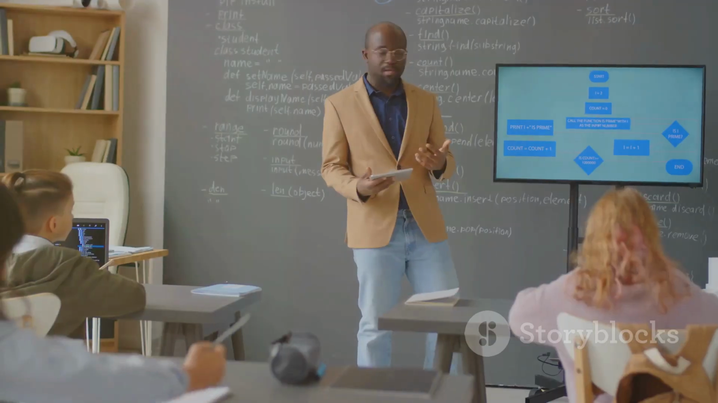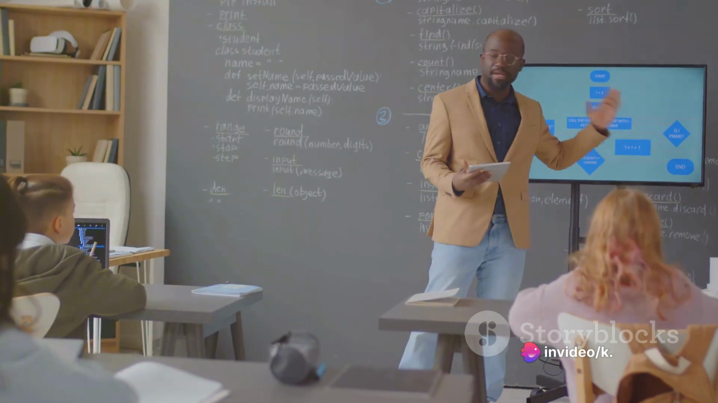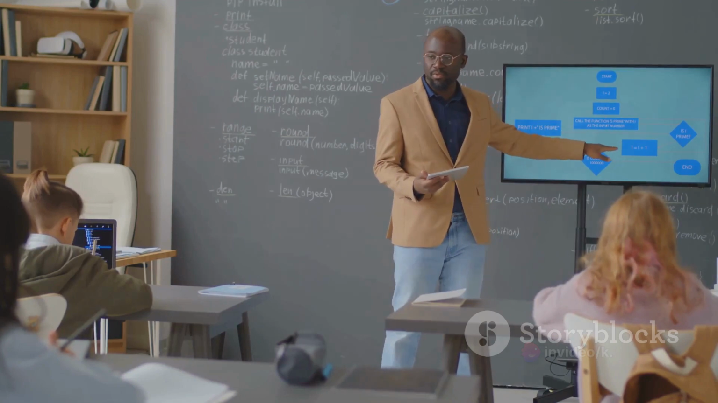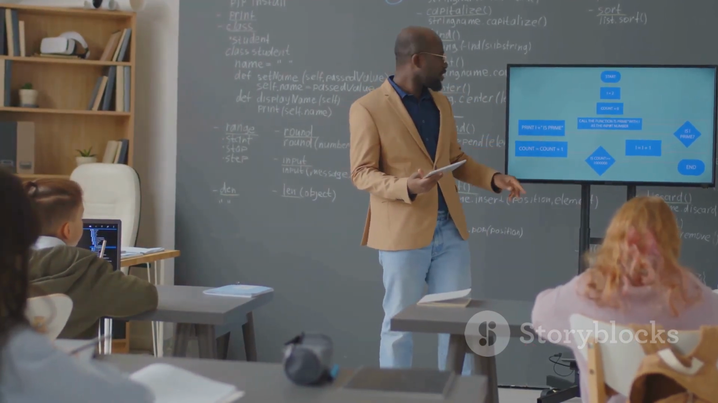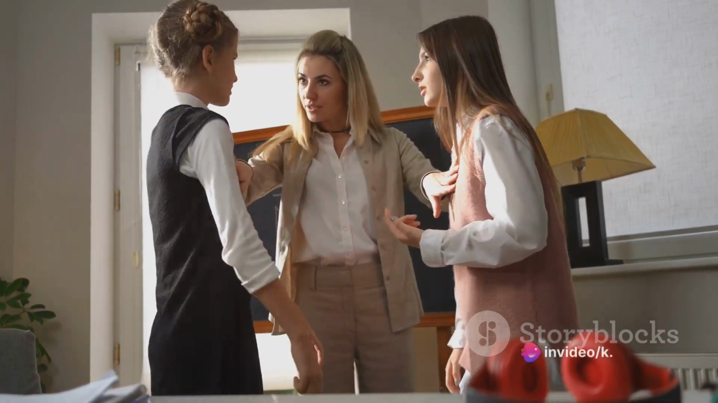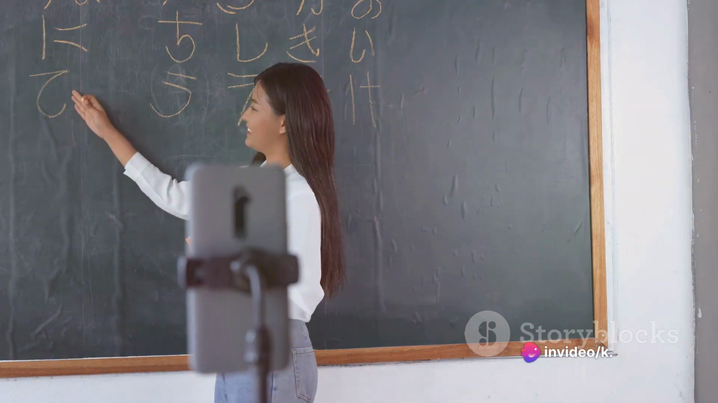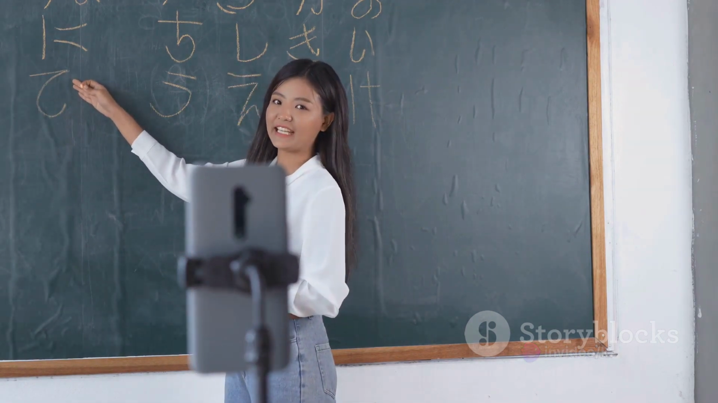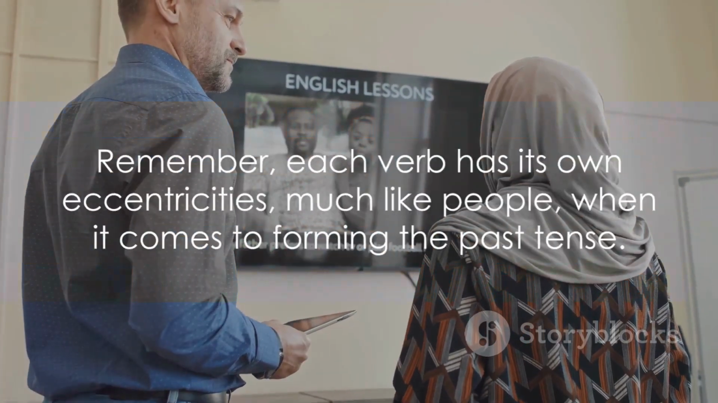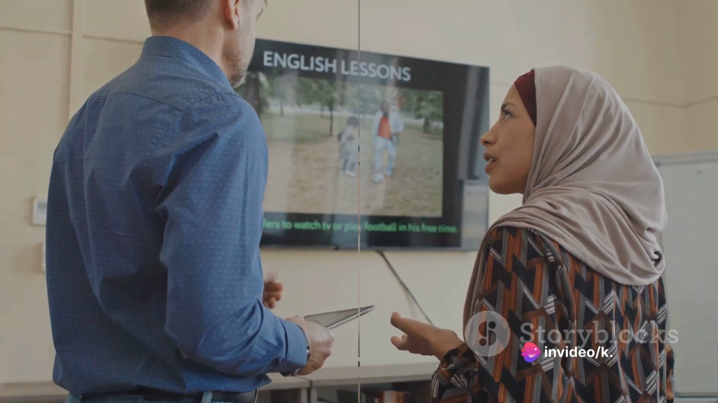A handy tip to remember is that the past tense is used to talk about something that happened at a specific time in the past. Whether it happened a minute ago, yesterday, last year, or 1,000,000 years ago, if it's not happening now, it's in the past tense. One more thing, sometimes the past tense is used to talk about hypothetical or unreal situations. It might sound a bit strange, but that's the beauty of language. It allows us to express complex ideas and emotions. Remember, each verb has its own eccentricities, much like people when it comes to forming the past tense.